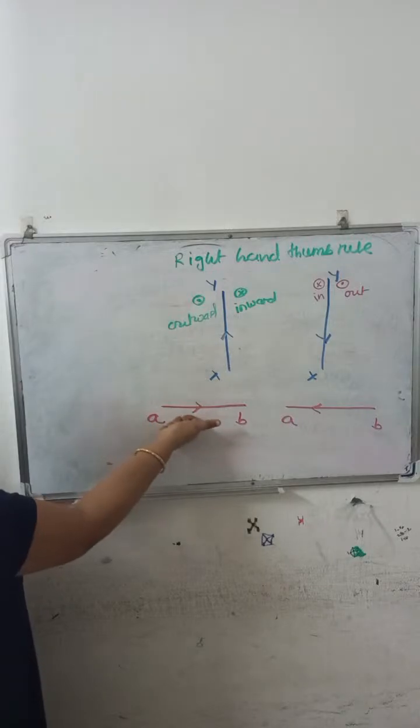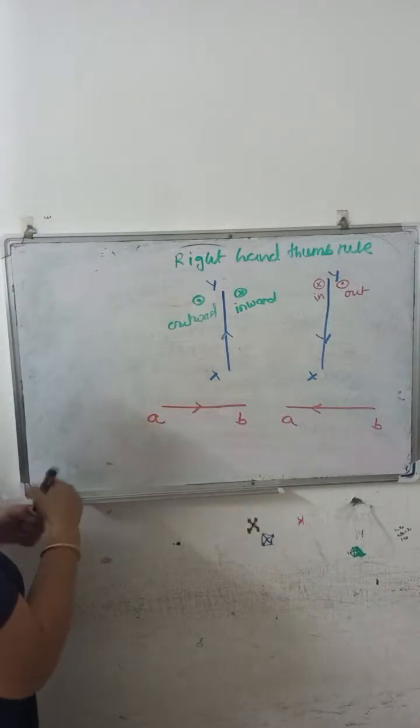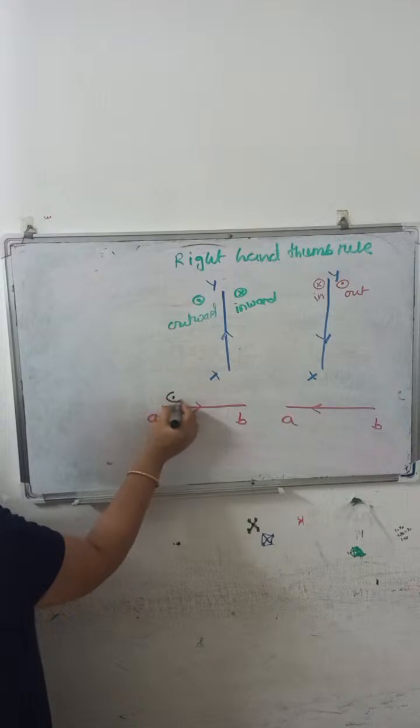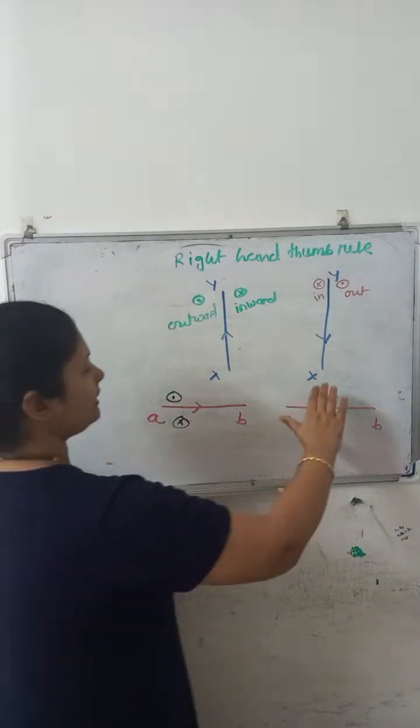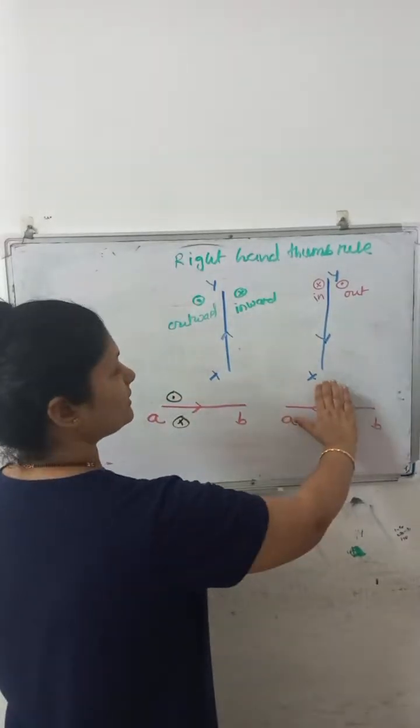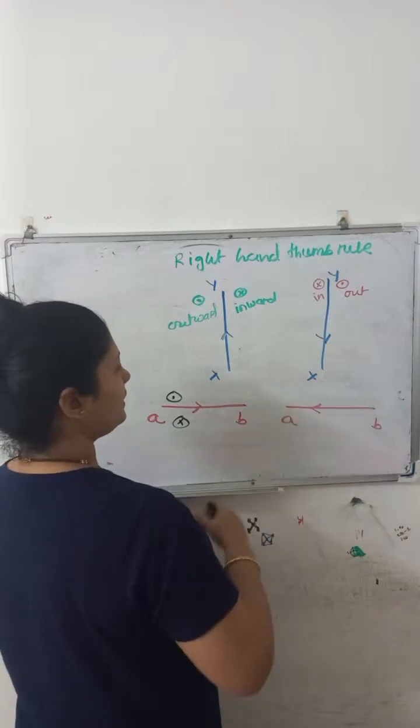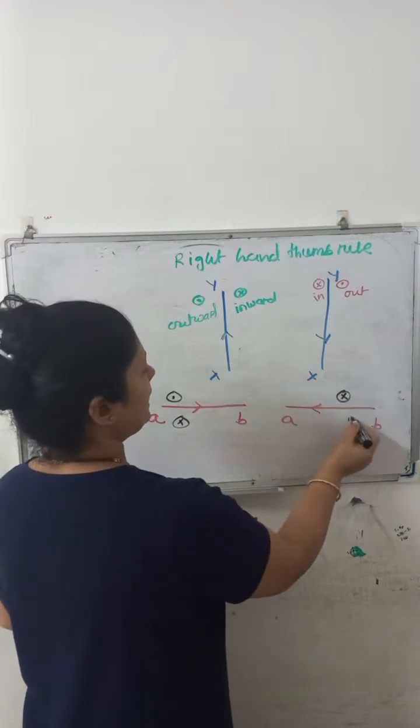So the thumb shows the current and the fingers curl. Here cross and here dot. Now current is going from B to A. Then place your thumb in the direction of current. Now we are going in and we are coming out.